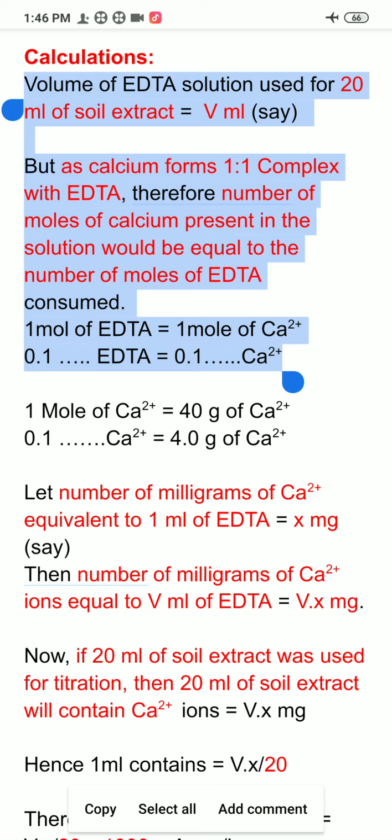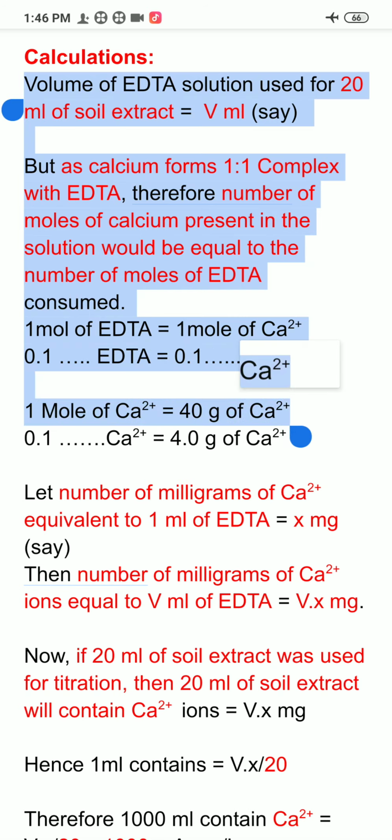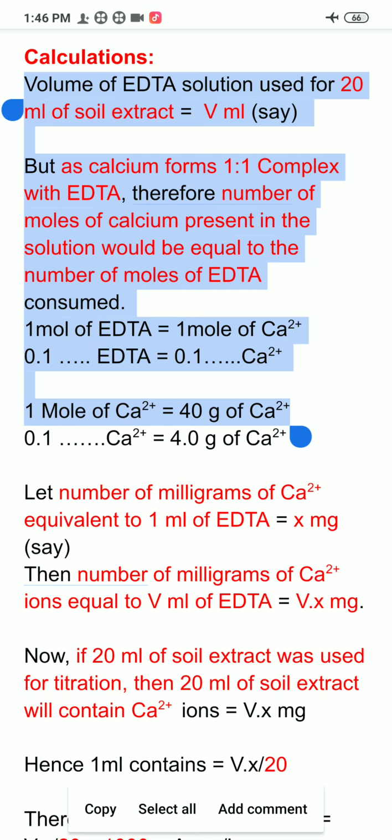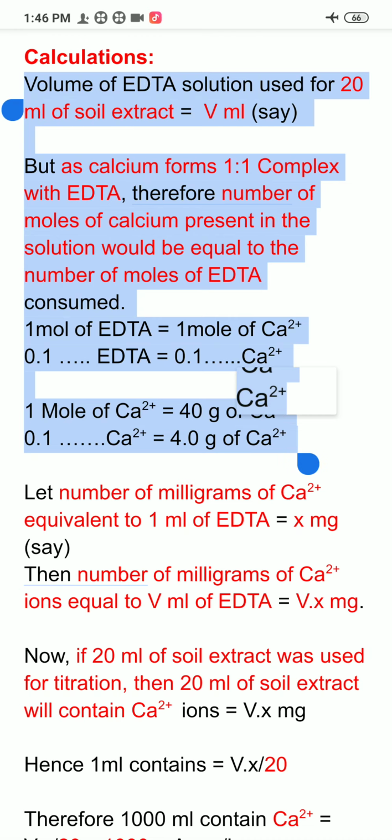Now, we know the number of moles of EDTA consumed, which we can determine by using the volume used for titration. So 1 mole of calcium contains 40 grams of calcium ions. So 0.1 mole of calcium ion will be equal to 4 grams of calcium ions.